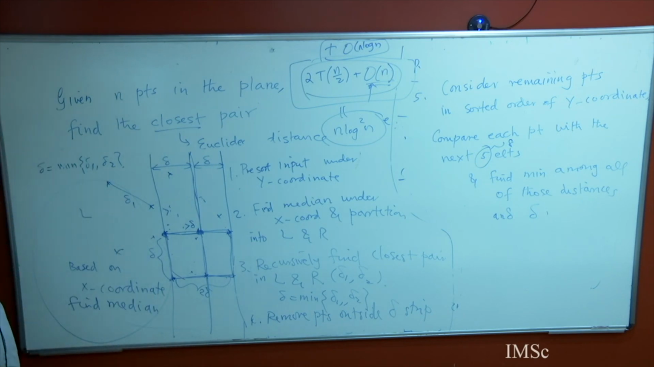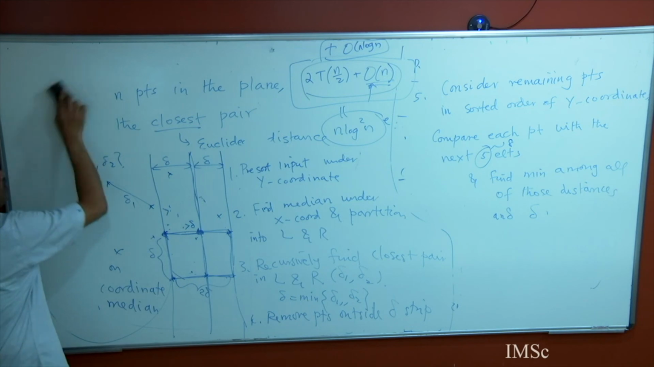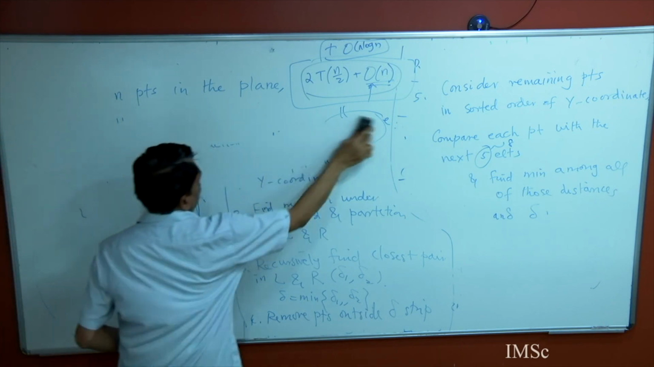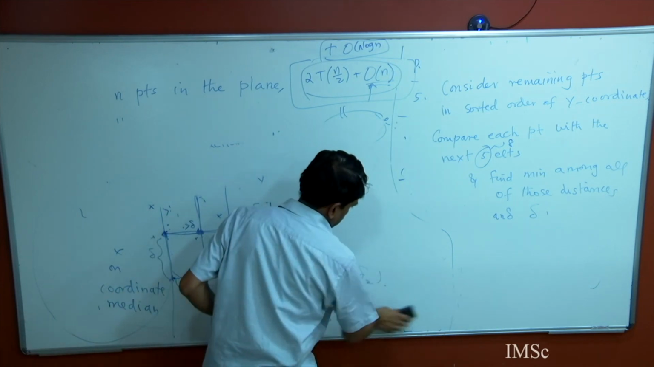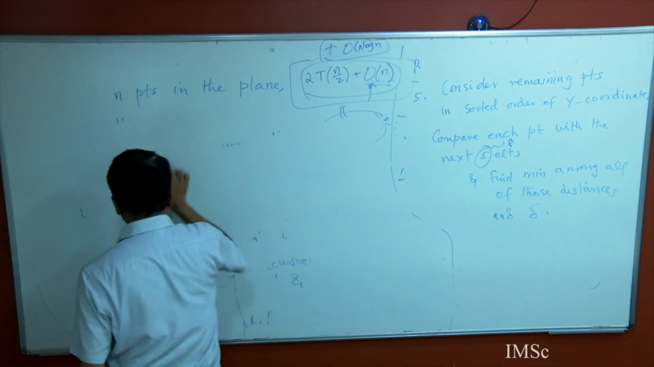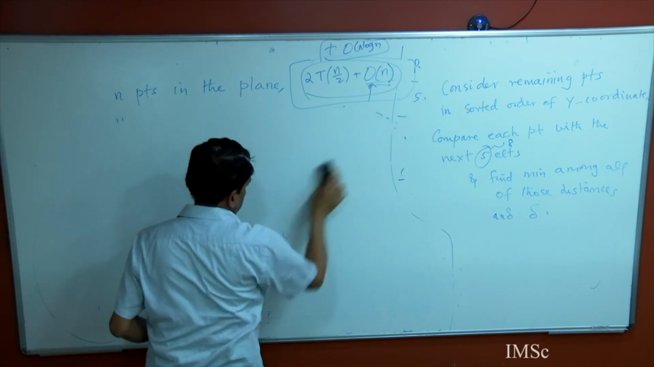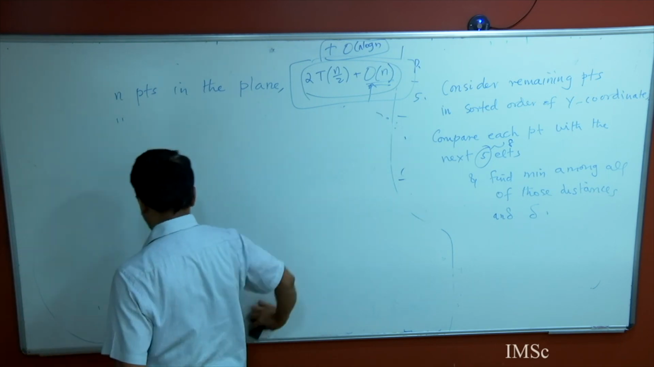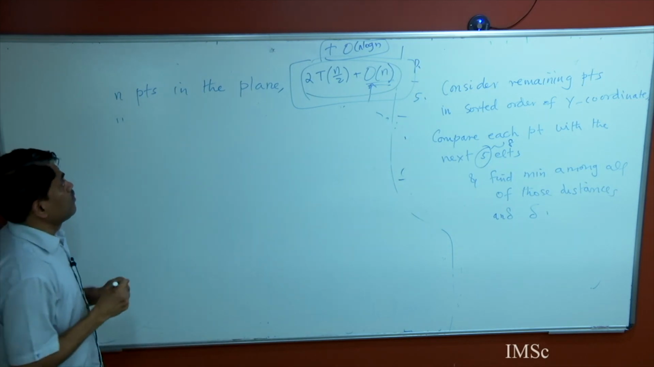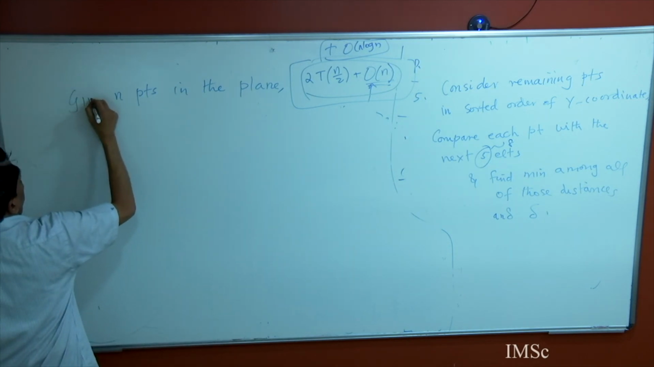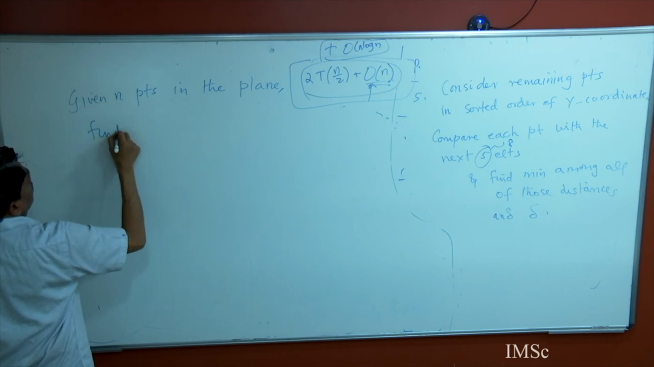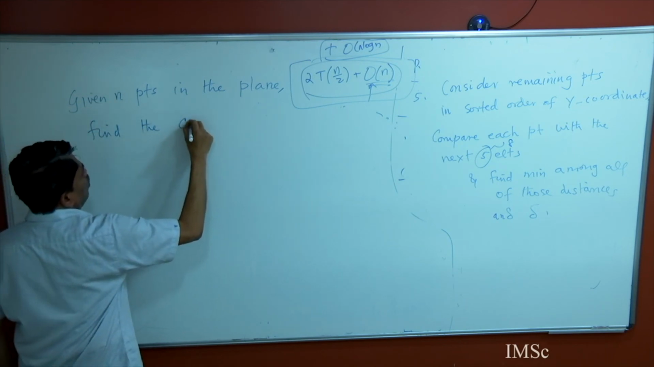Here's one last problem on divide and conquer. It's again a problem in geometry. You want to find the convex hull.